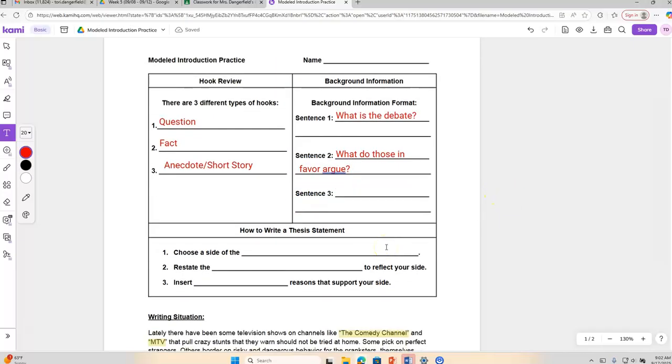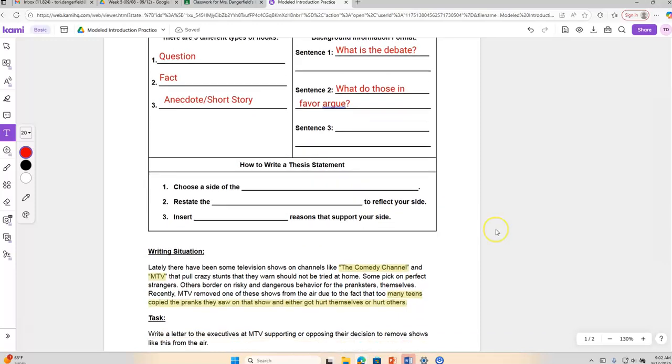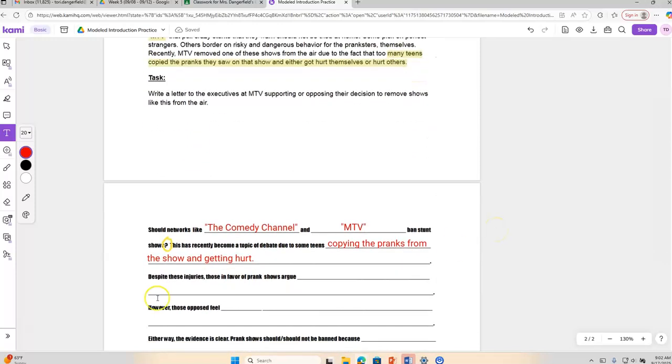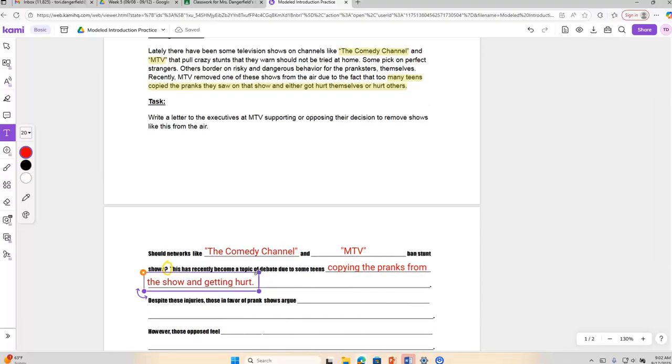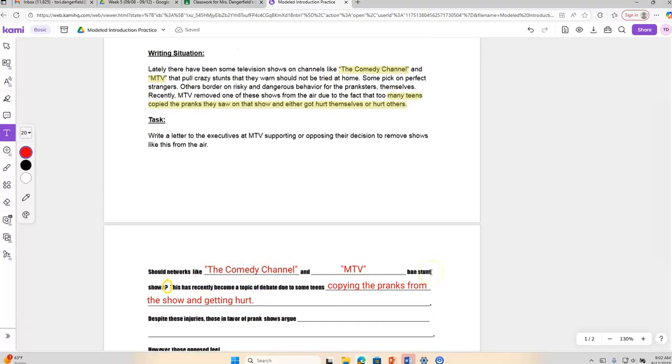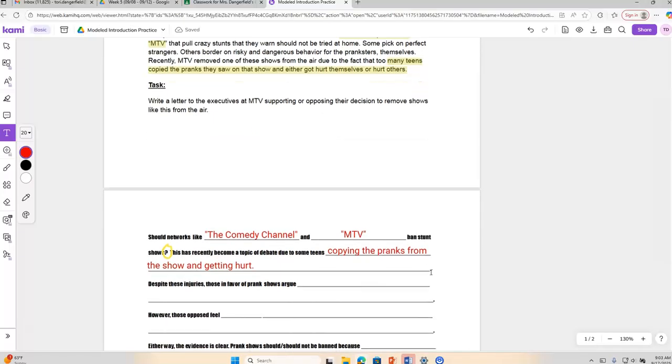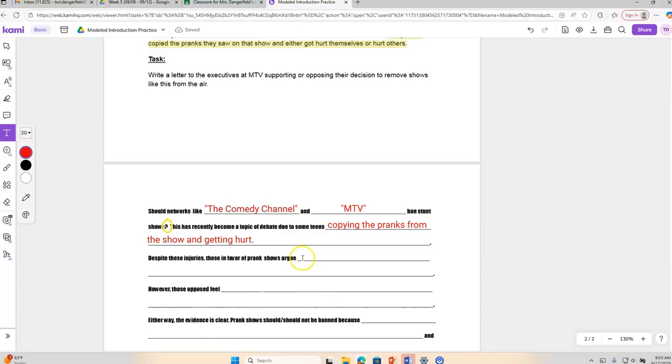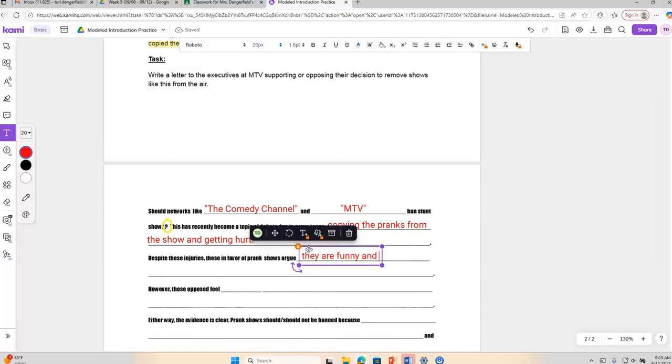So those who are okay with these prank shows, why do they think these prank shows are okay? Those who are in favor of them, why do they feel that way? So if we go back down to the bottom, despite these injuries, those in favor of prank shows argue blank. So for this one, we can just use some background knowledge to fill this in. Obviously, people like these prank shows for a couple of different reasons. Maybe because they think they're funny, maybe because they think they're entertaining. And so we're going to include those two reasons here. Despite these injuries, those in favor of prank shows argue they are funny and entertaining.